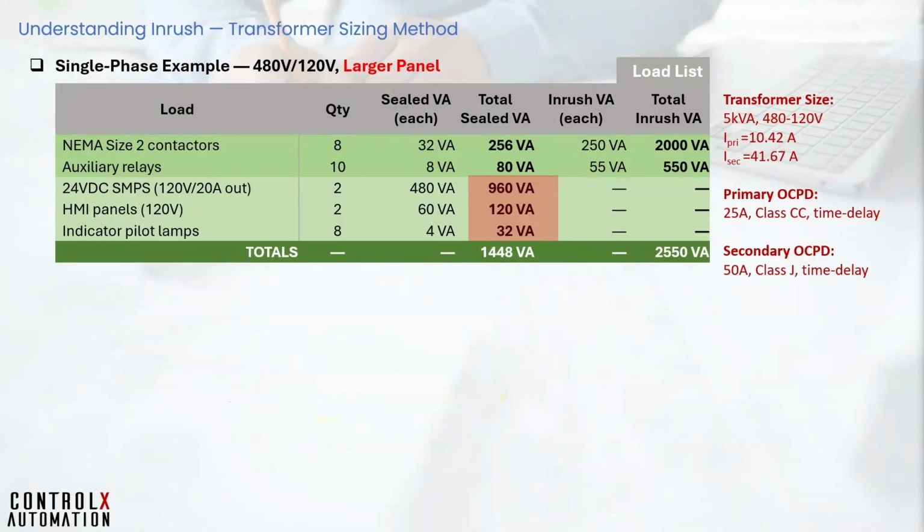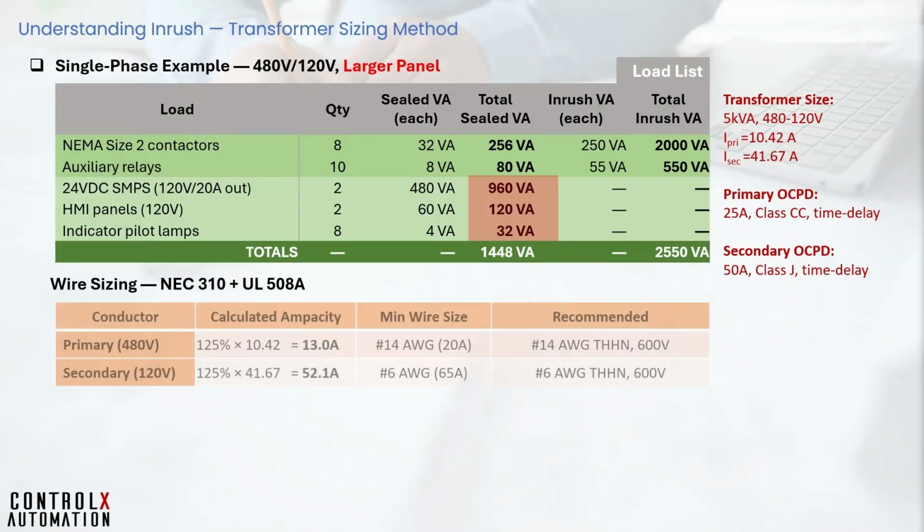Now that we have our primary and secondary full load currents calculated, we can refer to the NEC table 310.16 and select the appropriate conductors.